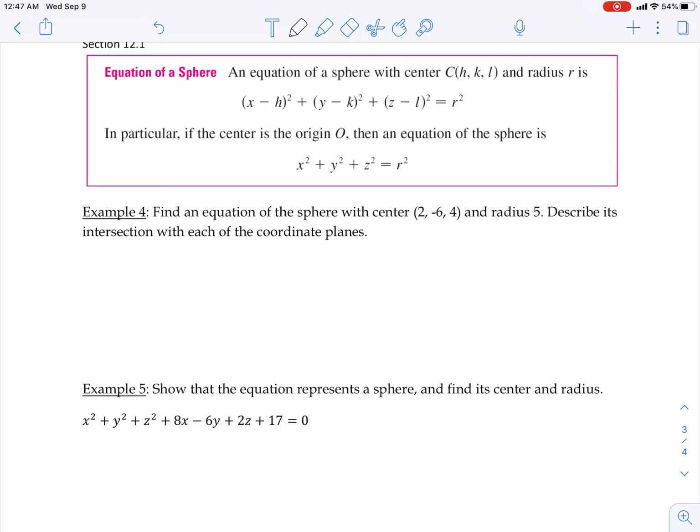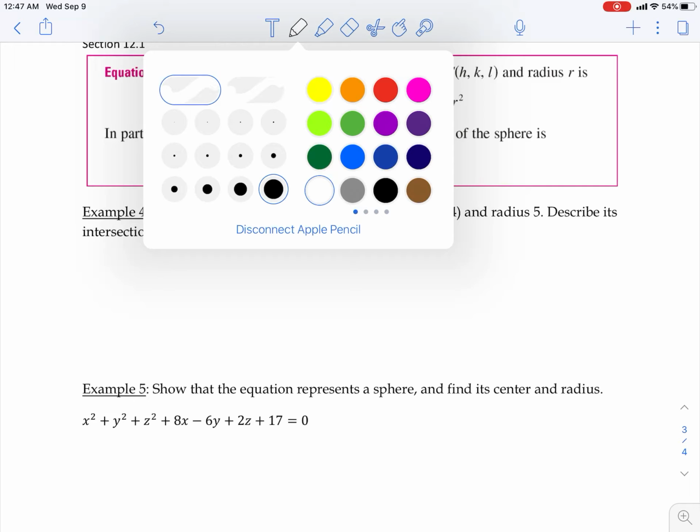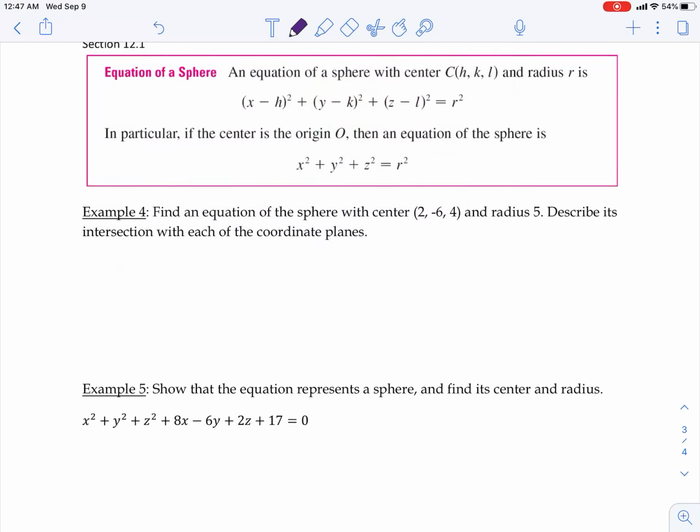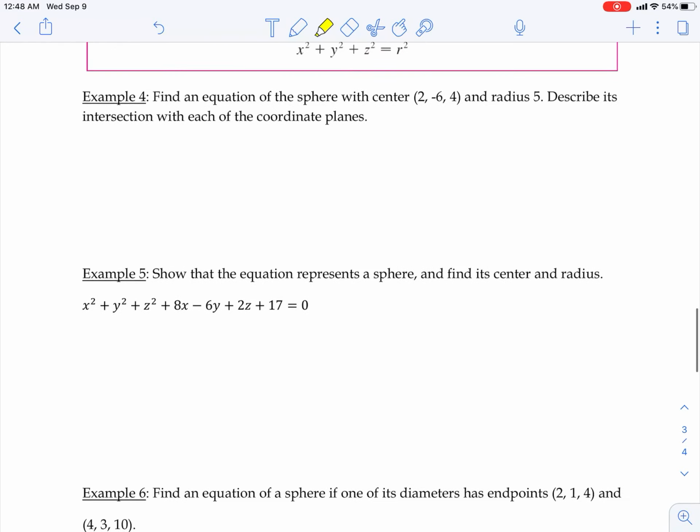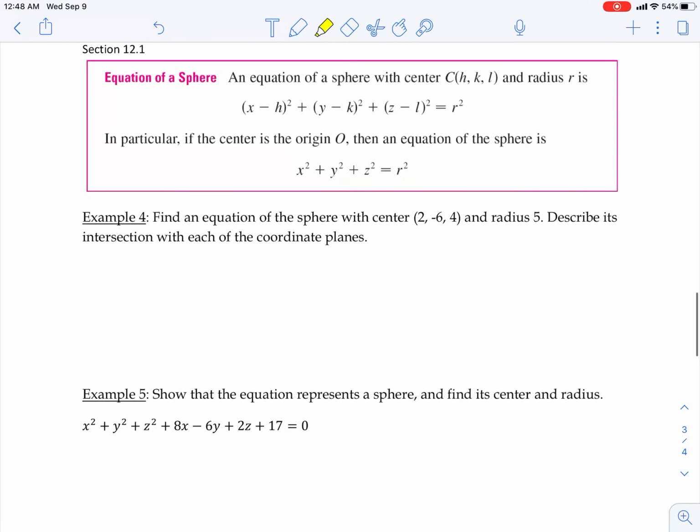Again, the radius is going to be r, and if our center is at the origin, therefore h, k, and l are going to be 0, then our equation for a sphere is going to be x squared plus y squared plus z squared equals r squared, if it's at the center.